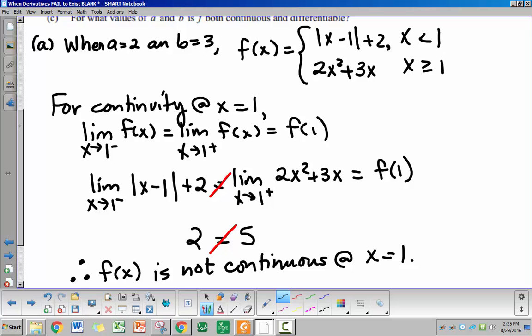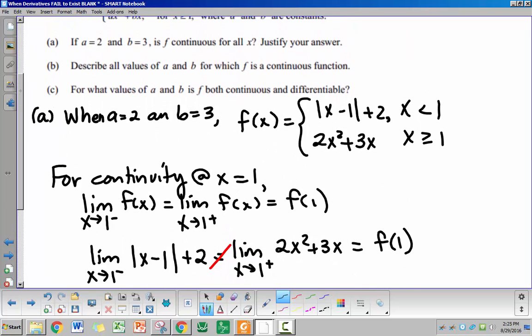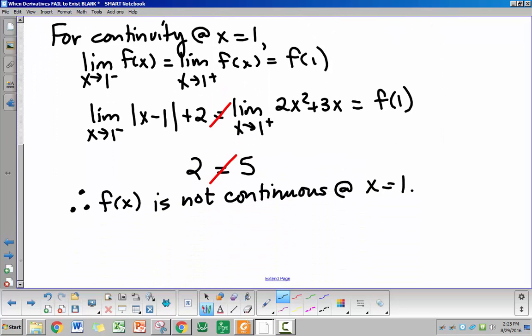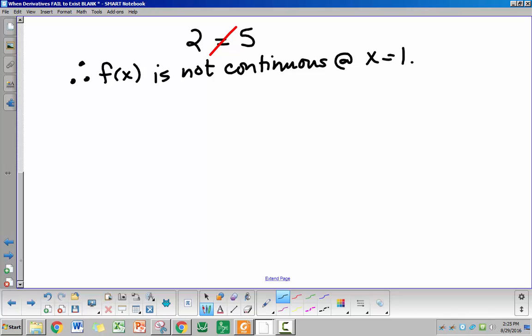Everybody follow that? Part B says, describe all values of a and b for which f of x is continuous. Does part B use the word continuous? So Ian, do we need limits?